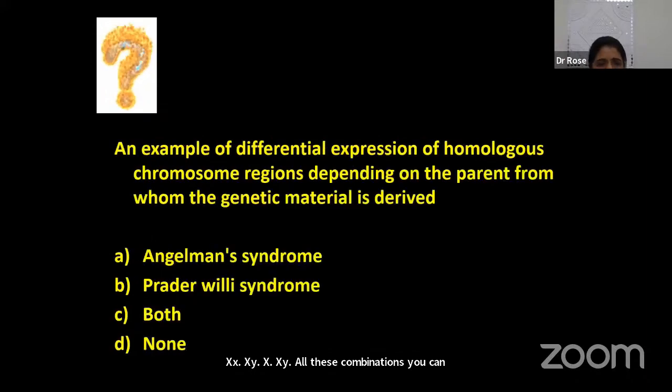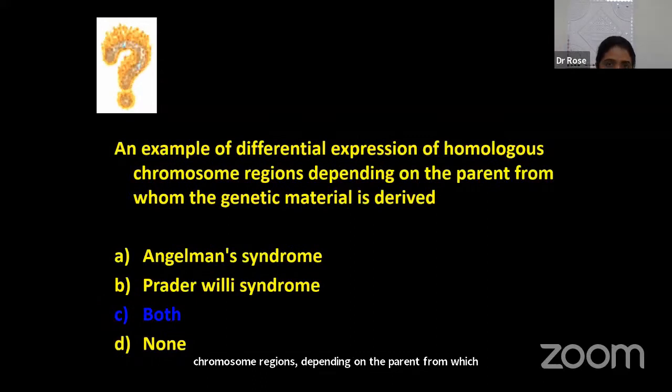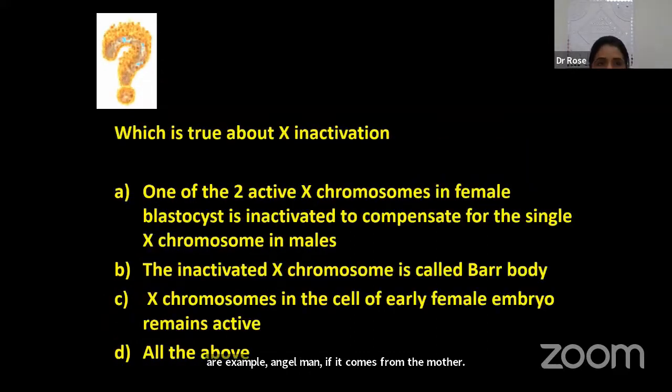An example of differential expression of homologous chromosome regions depending on the parent from which the genetic material is derived. Both are examples. Angelman if it comes from the mother, Prader-Willi if it comes from the father. Microdeletion of chromosome 15. Which is true about X inactivation?